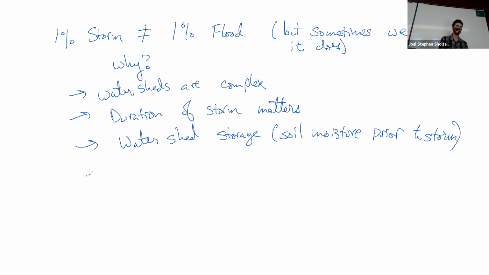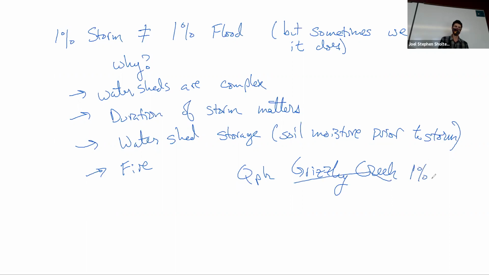We could also have a fire. So we got Grizzly Creek fire, we got Pine Gulch fire. Say I calculated Q peak coming out of Grizzly Creek. There's actually a USGS gauge there, so we'll have to look at that data. Q peak for Grizzly Creek for the 1% AEP based on that gauge data. Now they had a fire.